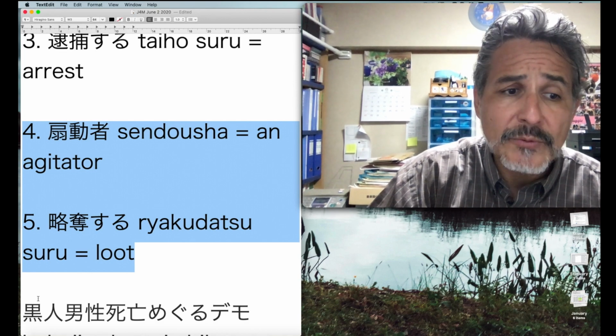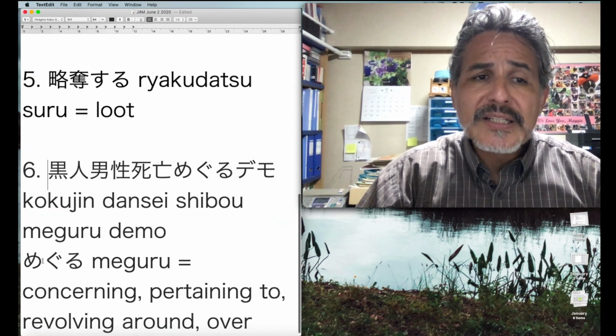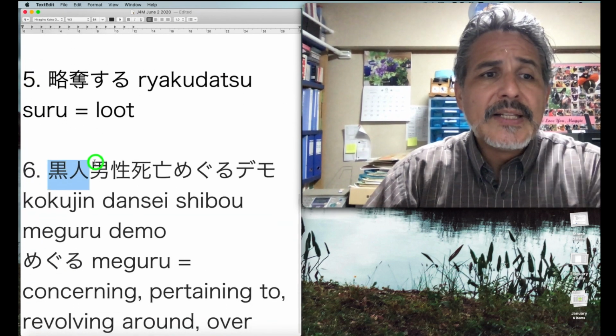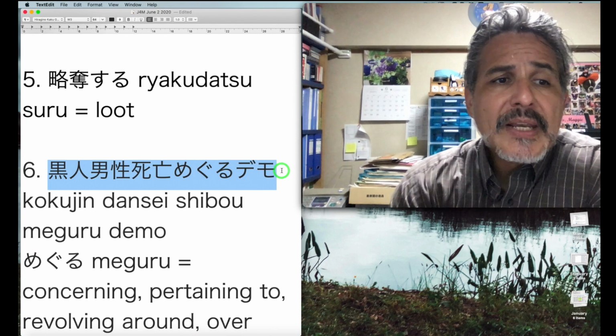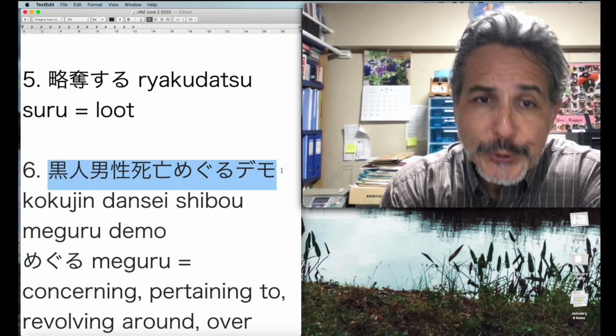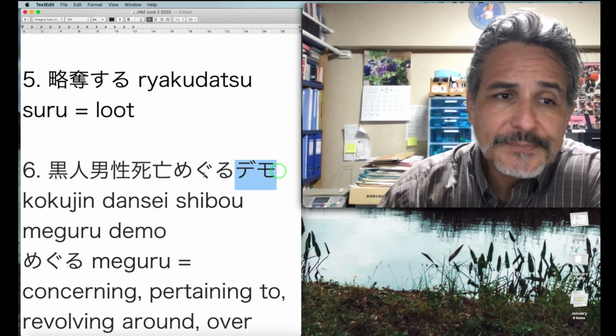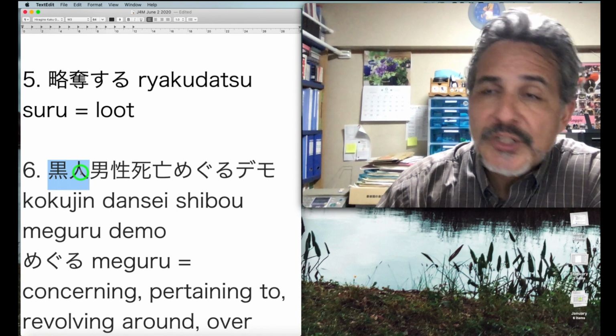Now, the last thing I want to teach you has a mixture of basic and advanced. So let's look at this. This is part of a headline that I saw today. Kokujin, dansei, shibou, meguru demo. Now, you learned the word demo today, demonstration. And you might know kokujin, which is a black person.